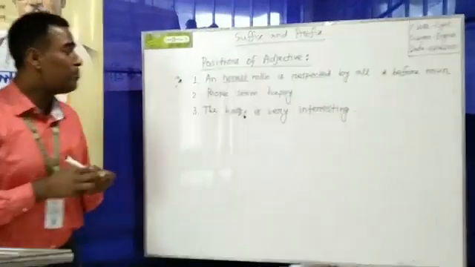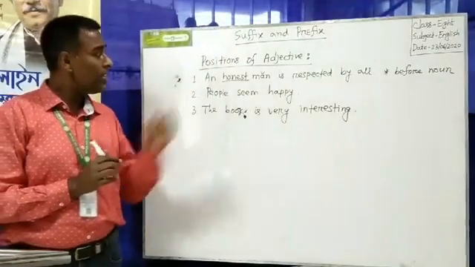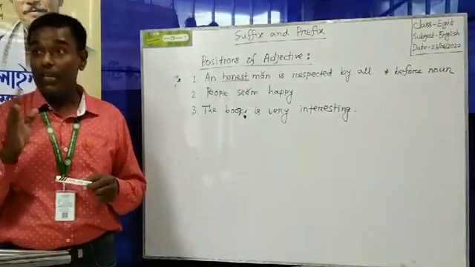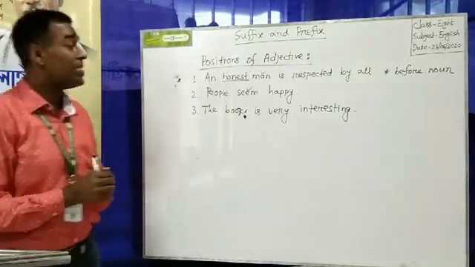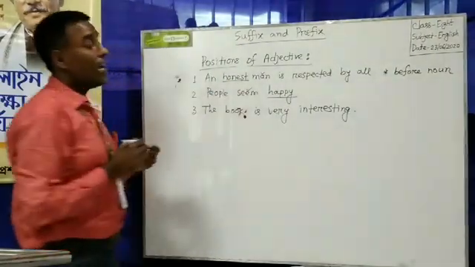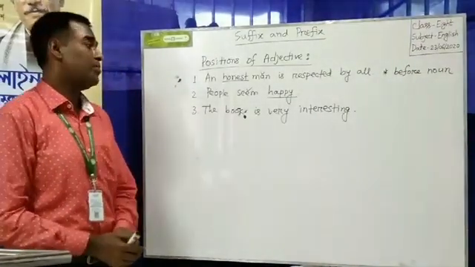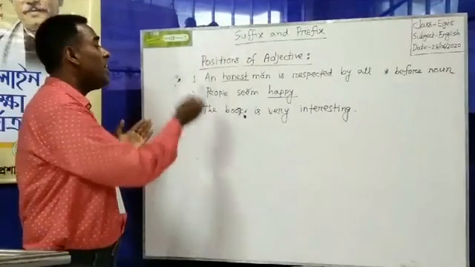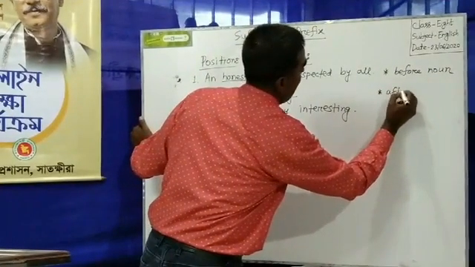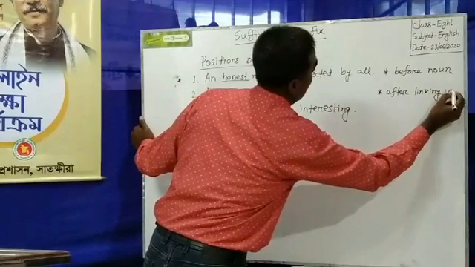Next one, people seem happy. Here people is the subject, seem is a linking verb. After a linking verb, an adjective can start. And here, happy is an adjective. So, what is the position of happy in this sentence? After linking verb.